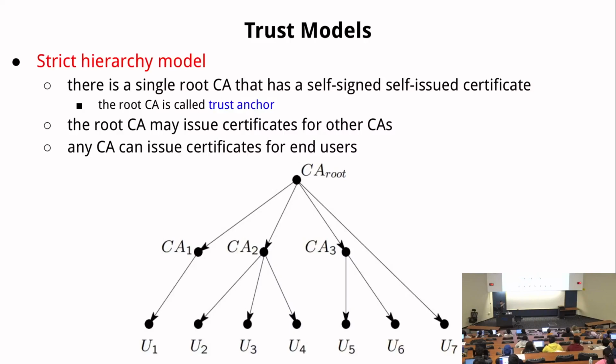In the browser, we have multiple, many root CAs, and the root CAs sign certificates for other signers, and eventually the users will get their certificates from other CAs. So this has a tree structure.